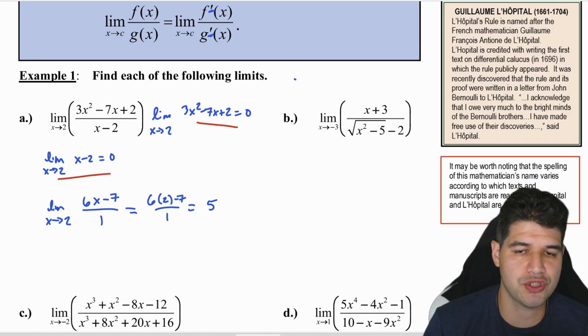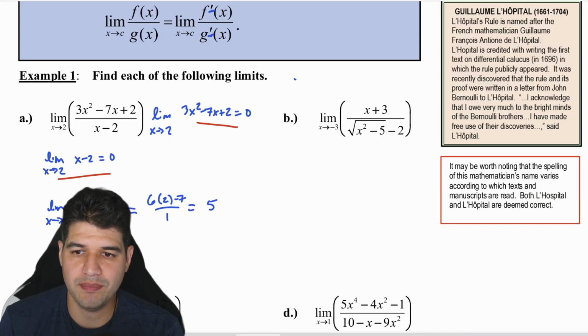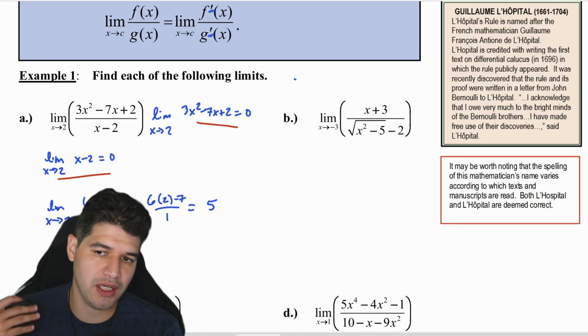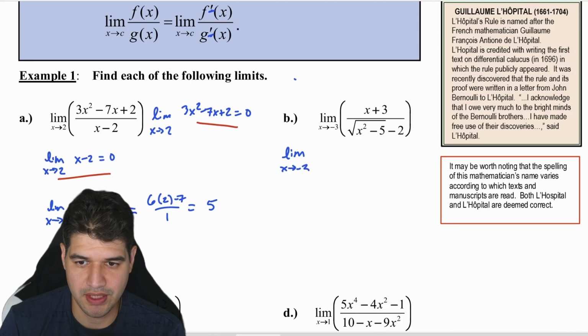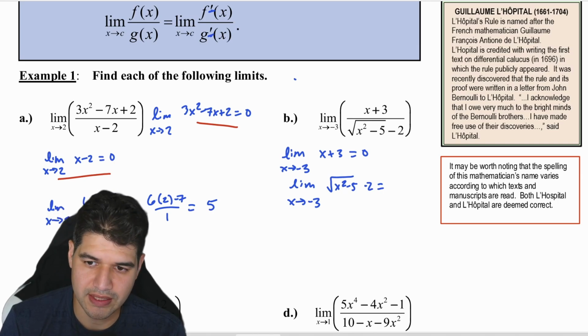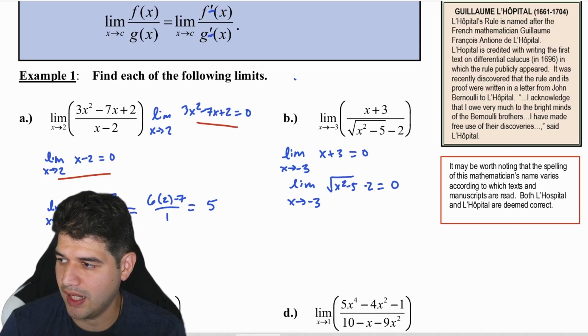Always, always, always try to plug in first, but let's go ahead and move on to part B here. So the limit as x approaches negative 3. In my numerator, I'm getting 0, and we have to write that out. The limit as x approaches -3 of x plus 3 equals 0, and the limit as x approaches -3 of the square root of x squared minus 5 minus 2 is also equal to, let's see, that's 9 minus 5, square root of 4 is 2, 2 minus 2 is 0. Okay, so I am now showing that I can apply L'Hopital's rule here.